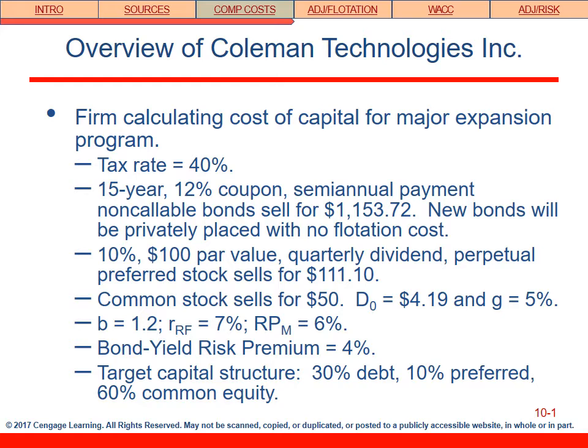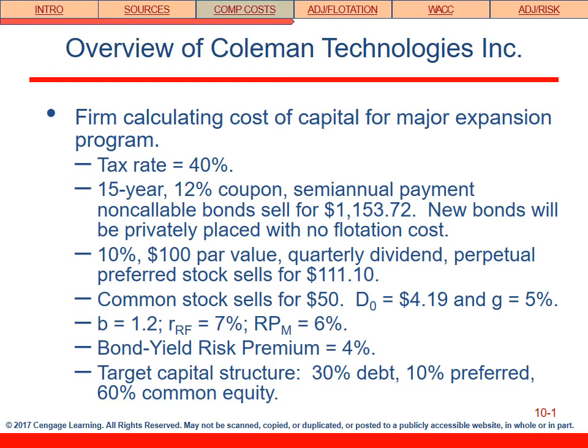So for Coleman Technologies, they're considering a major expansion. Well, how are they going to pay for it? They're going to look at each one of their components of capital. This firm faces a tax rate of 40%. It could sell new bonds, 15-year, 12% semi-annual bonds, and the current price would be over $1,100. New bonds would be privately placed with no flotation costs.